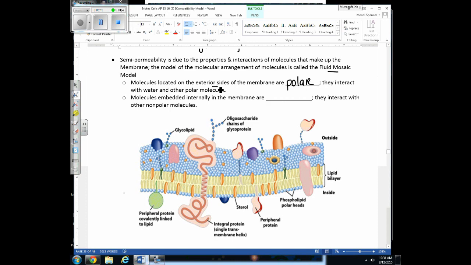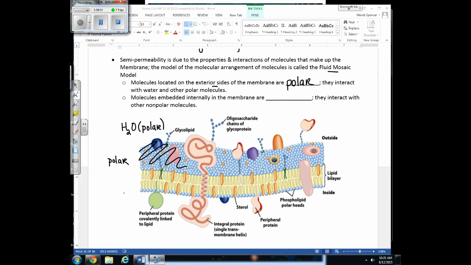So what I mean by exterior sides is not the outside of the cell, but the exterior part of the membrane. So all of these molecules that you see here are going to be polar, or these regions are polar. If you remember, cells are surrounded by an aqueous environment, which means it's mostly water. And water is a polar molecule as well. And polar molecules want to interact with each other.